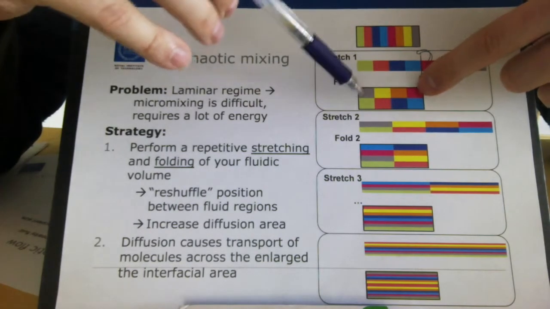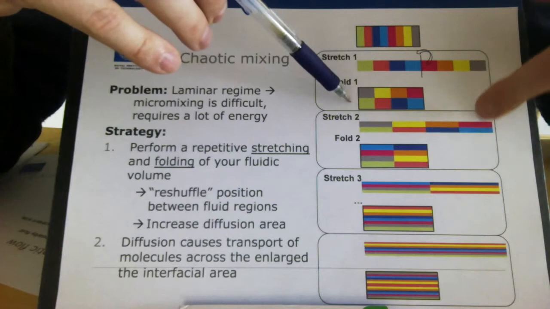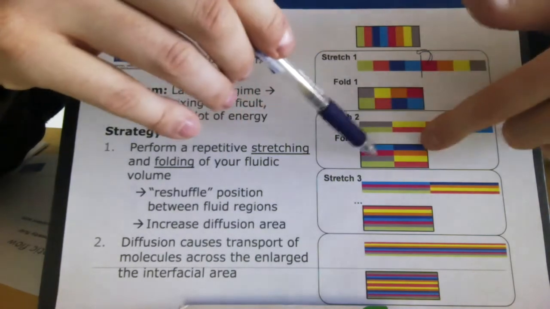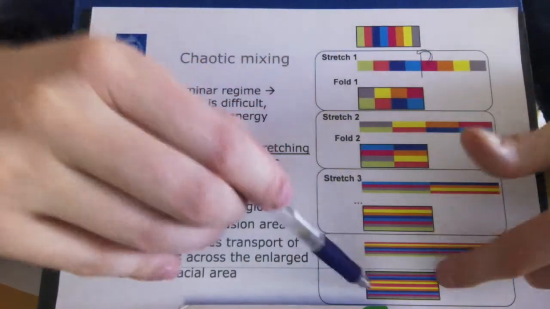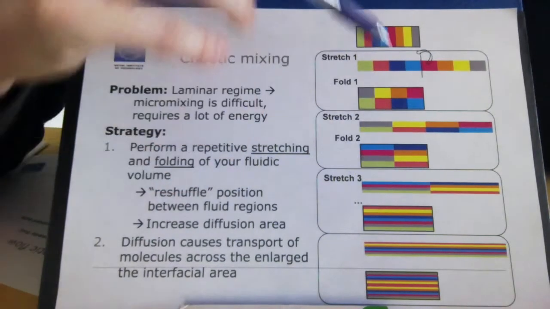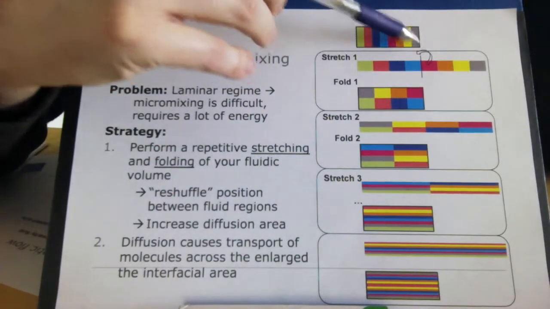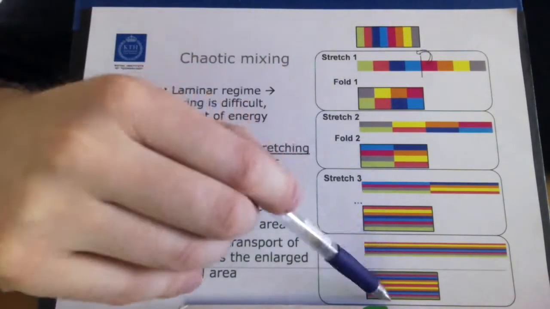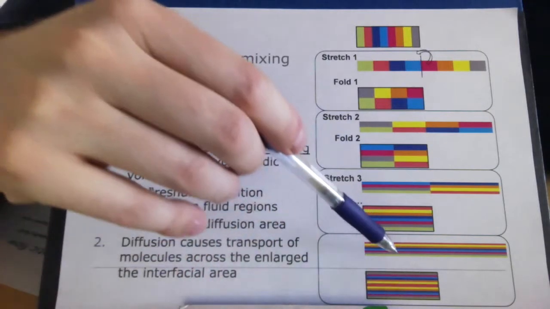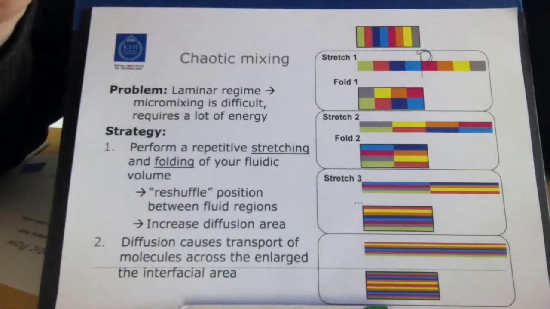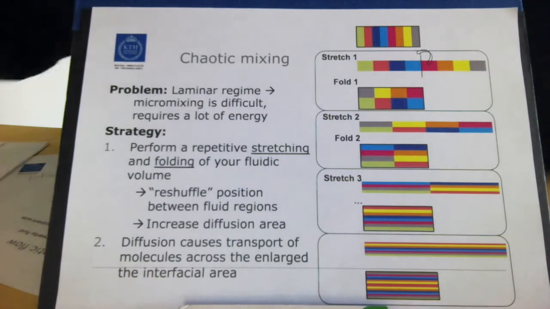And I can do that again. I stretch the thing, and then I cut it again and fold it. And then stretch and fold and stretch and fold. And as you can see, I'm going to go from this type of mixture all the way to, after a while, a chaotically mixed liquid volume.